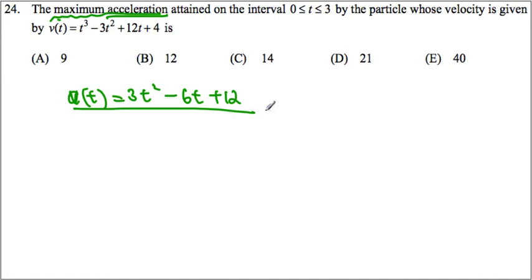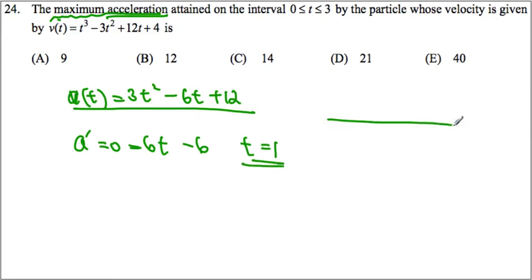So when the derivative of this, meaning jerk, or I'm just going to call it a prime, is equal to 0, that's when you have 6t minus 6. In other words, when t is equal to 1. So what we have to do is set up a simple chart, t and then a, 0, 1, and 3. When you plug in 0, this becomes 12. When you plug in 1, 3 minus 6 plus 12 becomes, I believe, 9.